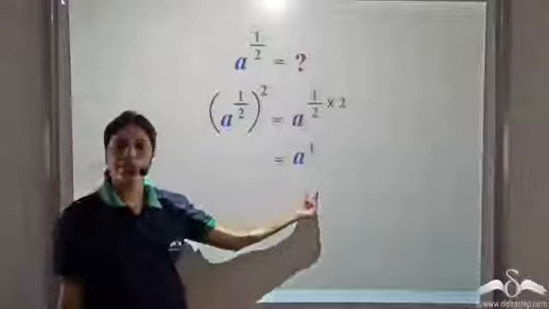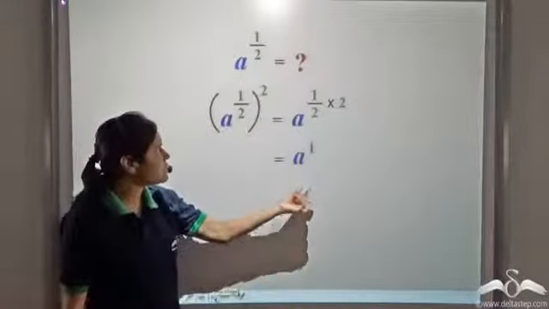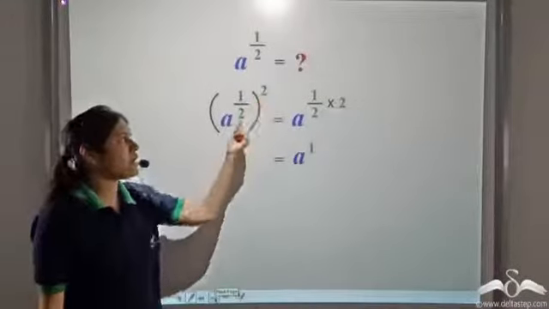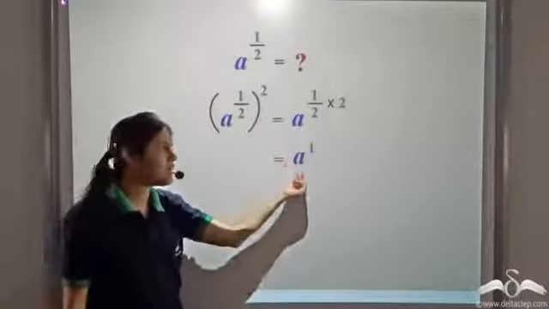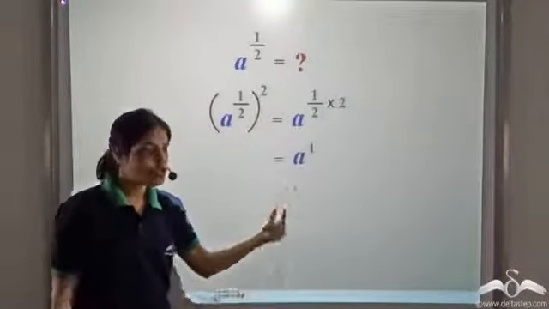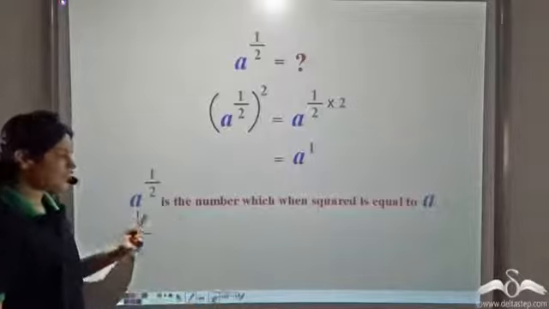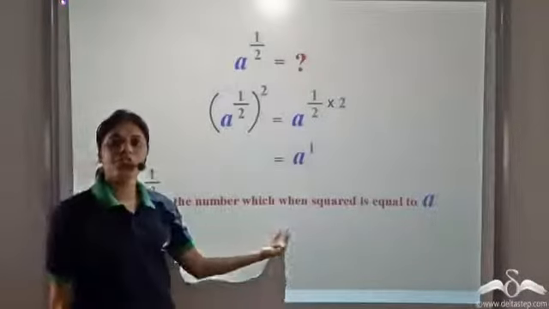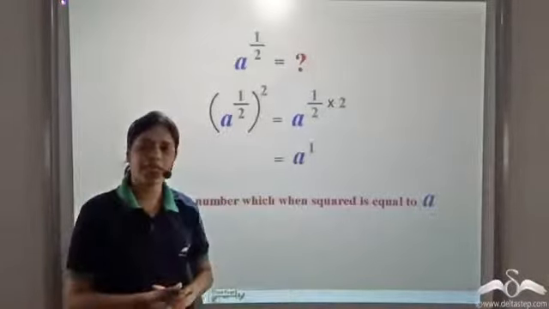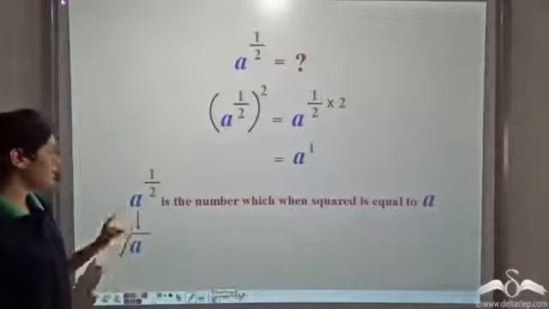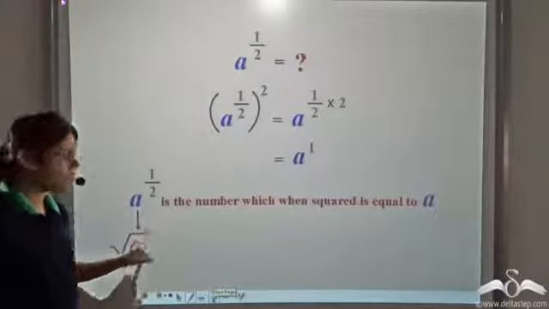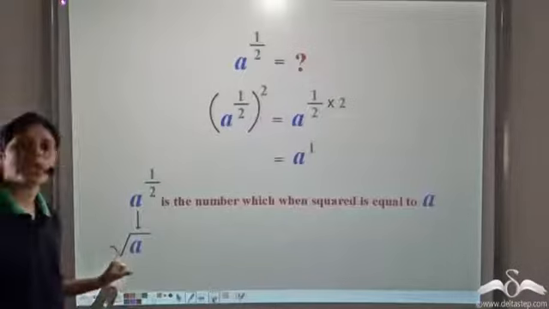So this is what we get. So what we see is, if we square a to the power half, we get back a. So a to the power half is that number which when squared gives us a. Or we can say that a to the power half is equal to the square root of a.